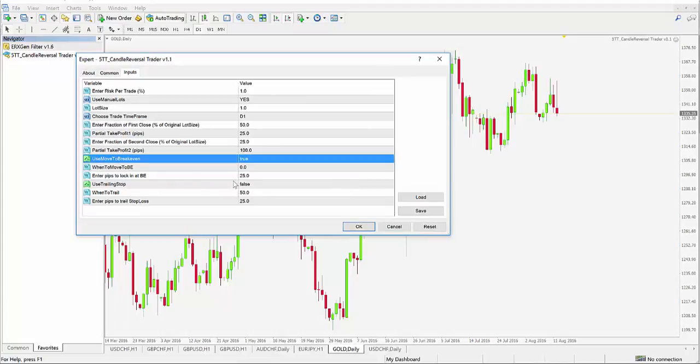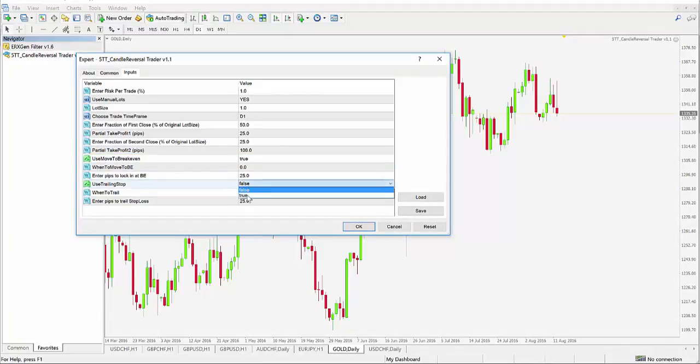Use trailing stop. I like to use trailing stop as well, and I tend to select that as true. When do I want to start trailing? I want to start trailing when the trade is in profit 50 pips, and I want the EA to trail my stop loss 25 pips from current price. And that's it for the settings.